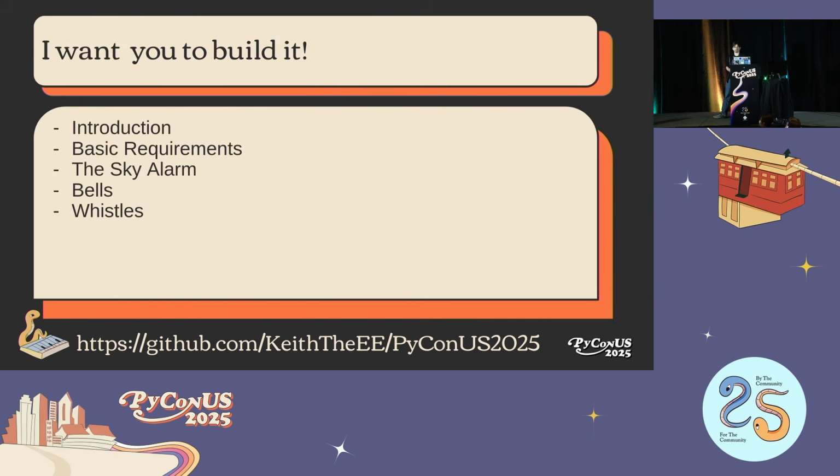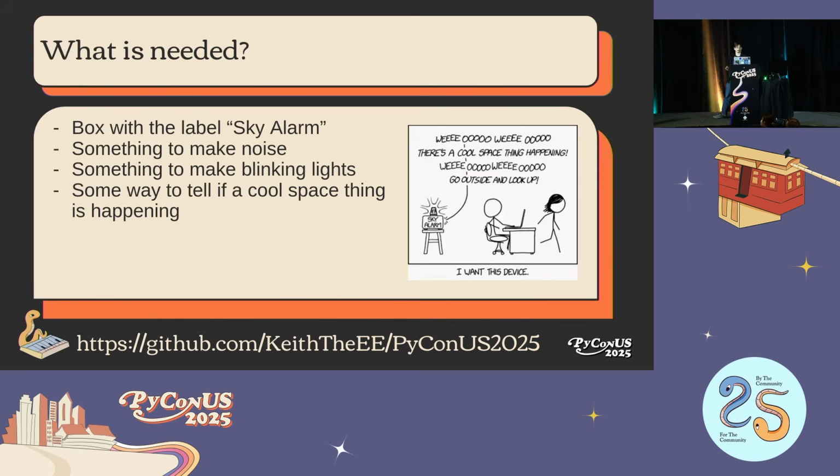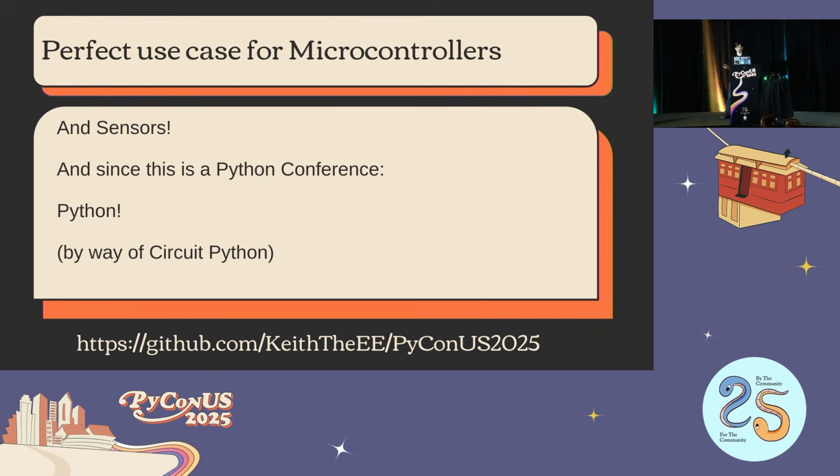You can build it. In this talk, we're going to talk about some of the introductions to the concepts, basic requirements, building a sky alarm, then we'll add some bells and whistles. To build one, we need to break down what is necessary. We have a box with the words sky alarm, we have something to make noise, we have something to blink lights, and we have some way to tell if something cool is happening. Those are our necessary components.